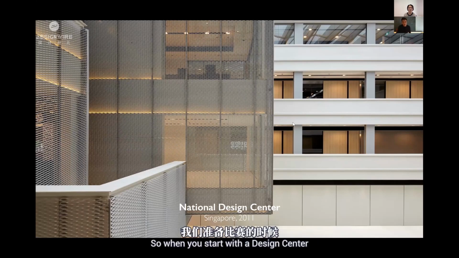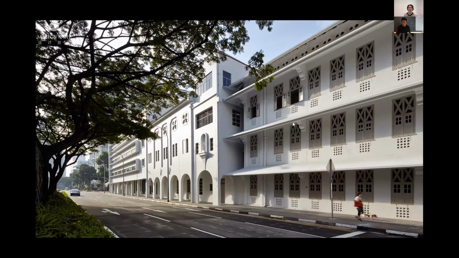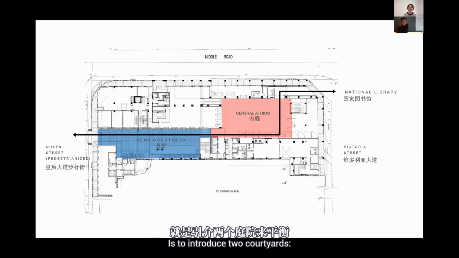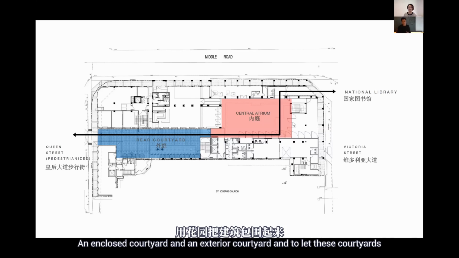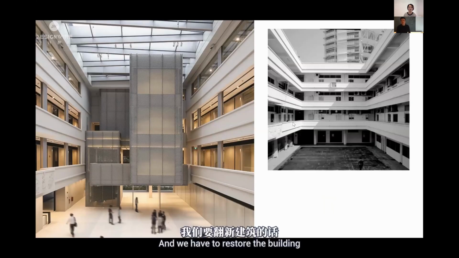So when you start with a design center, you look at the environment, you look at what is given to you. In our case, we had to restore 3 conserved buildings from different periods. And its location is within the arts district. So we realized that on the top, you have the school, the art school, and the bottom, you have the library. So our site is located right in between. So the concept that I could think about to unify these 3 different buildings is to introduce 2 courtyards, an enclosed courtyard and an exterior courtyard, and to let these courtyards be open 24/7 to allow students to be able to pass through it.